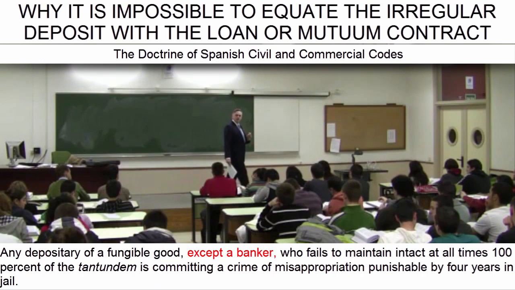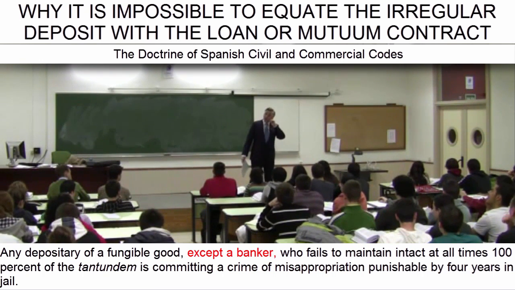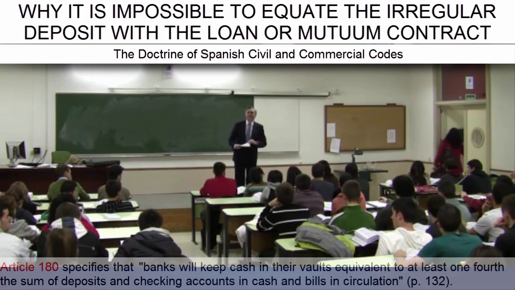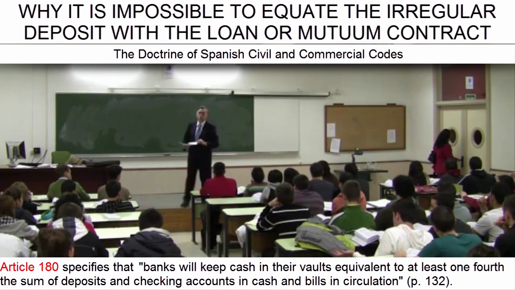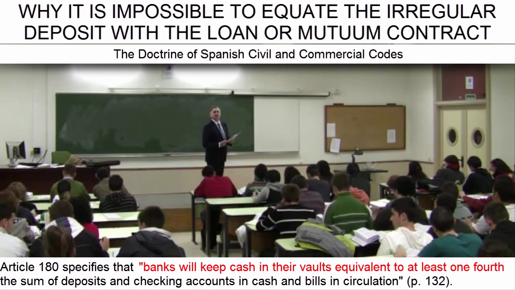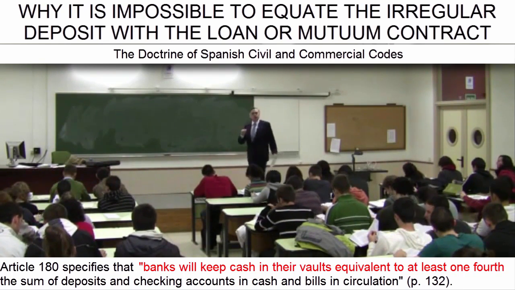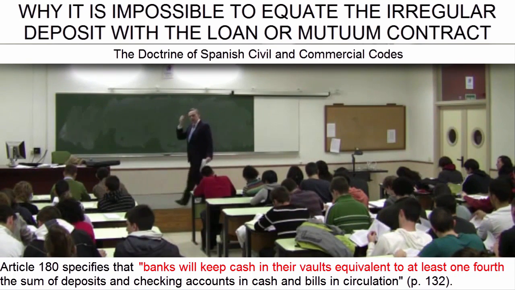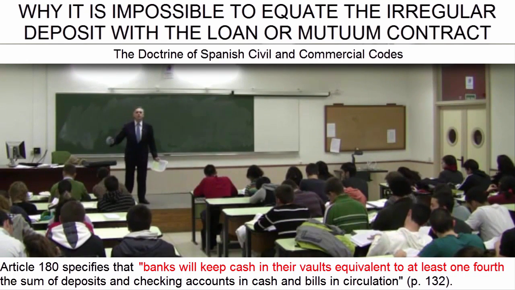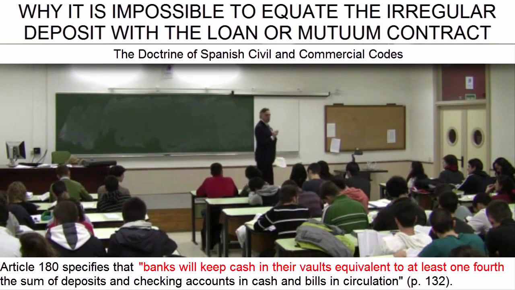Bankers are the only economic agents who enjoy the privilege of operating with a fractional reserve. This privilege is expressly included, take note, in Article 180 of the Spanish Commercial Code, which states that bankers, and only bankers, the depositories of money placed on demand deposits, can maintain a reserve ratio of 25%, or 1/4. This reference to Article 180 in force in the Commercial Code has now become obsolete.